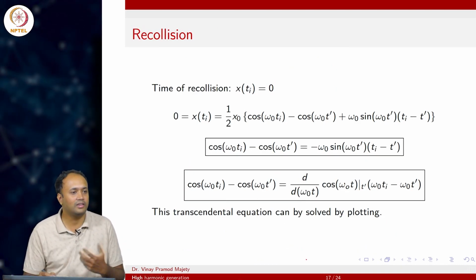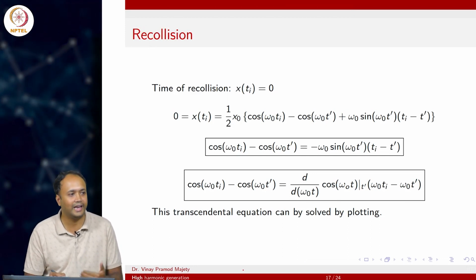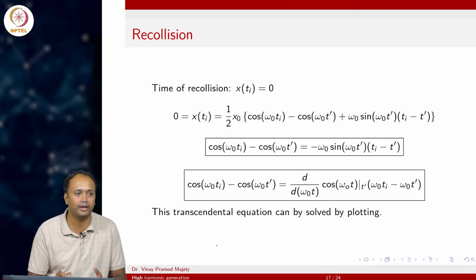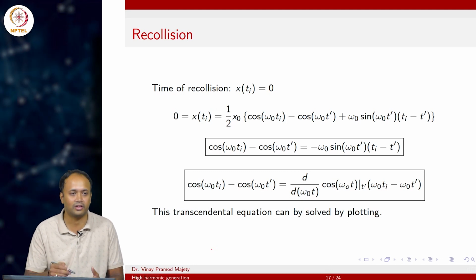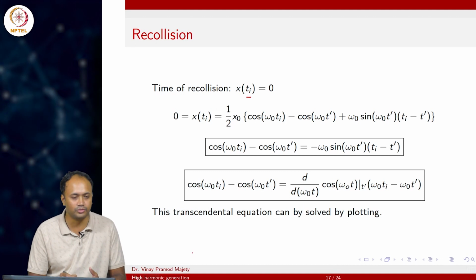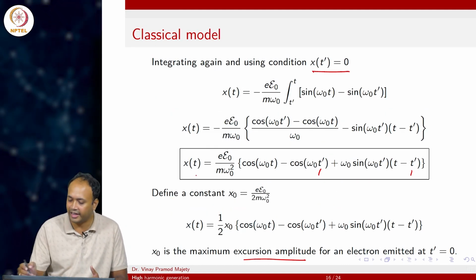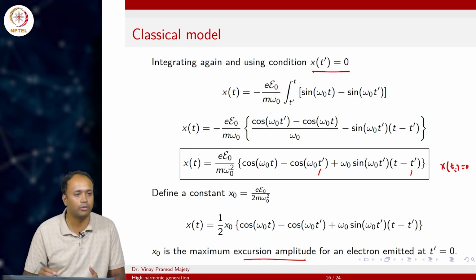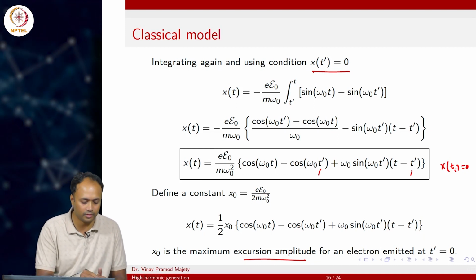Now, what is the recollision implied? What is recollision? There is a certain later time t where the position of this particle becomes 0 again. It started at 0 at t prime, it undergoes a certain trajectory, and at a later time ti it becomes 0. So, what does this mean? I have this general expression and I need to make x of ti equal to 0, which would mean I need to find the roots of this particular equation, right.